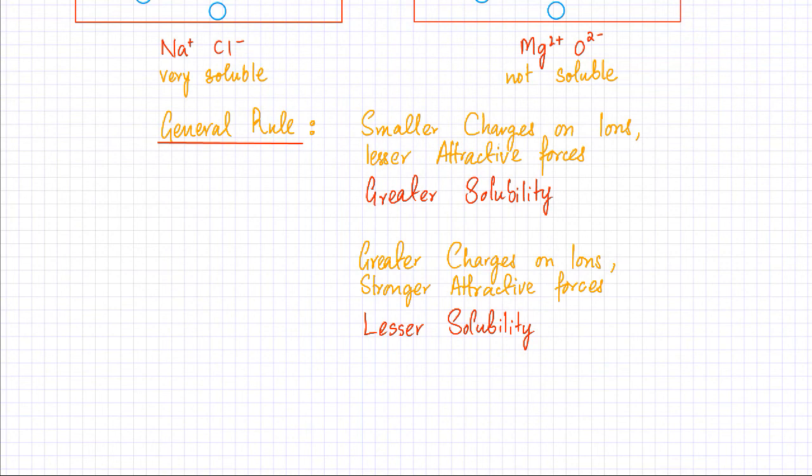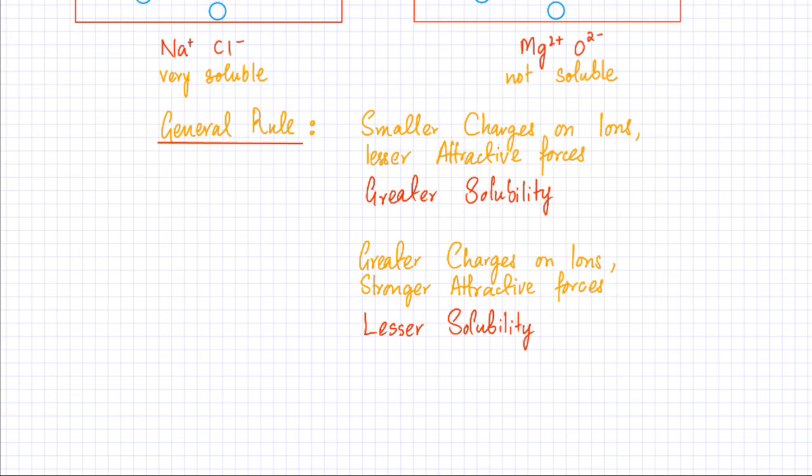So we can come up with a very general rule for solubility: if there are smaller charges on ions, which means lesser attractive forces, the chances of the ions remaining dissolved in water would be greater, so there would be greater solubility. And if there are greater charges on ions, like the magnesium and oxygen ions here, the stronger the attractive forces, the lesser the solubility, because the ions would try to get back together to form the lattice again. They're quickly going to undissolve and reform the lattice that was broken while you were stirring.